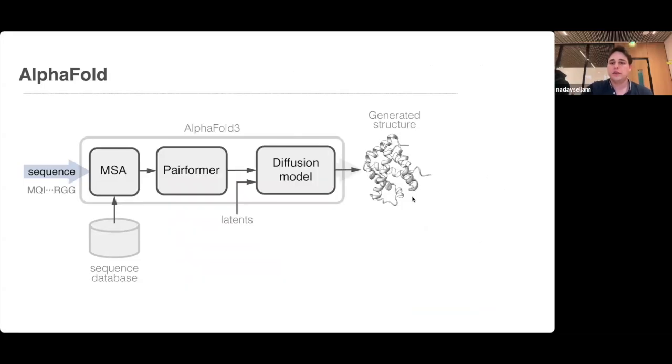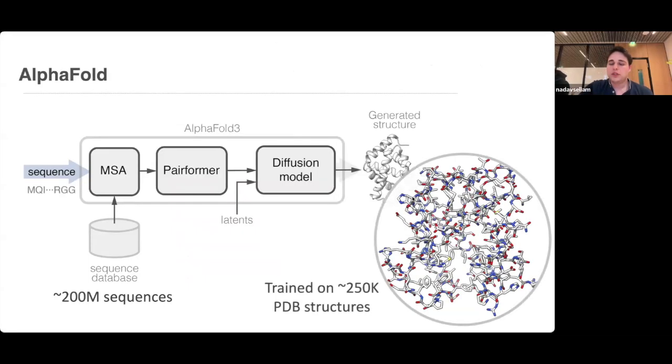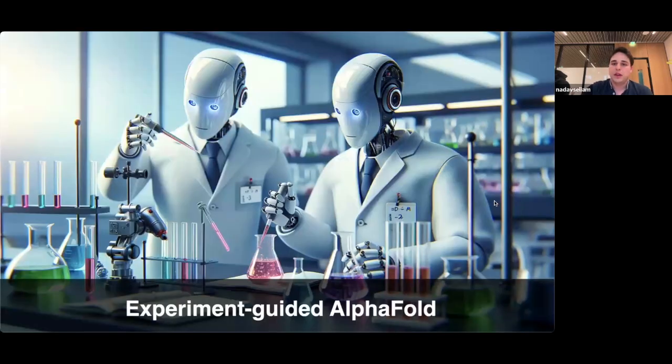But there are a few problems with this approach. First of all, AlphaFold 3 was trained partially on old data that could have been poorly fitted or could have been acquired using old techniques or equipment which don't give the best measurements. And also, AlphaFold 3 was trained under the assumption that a single sequence yields a single structure. So we are introducing experiment-guided AlphaFold that solves the inverse problem from experimental observations.